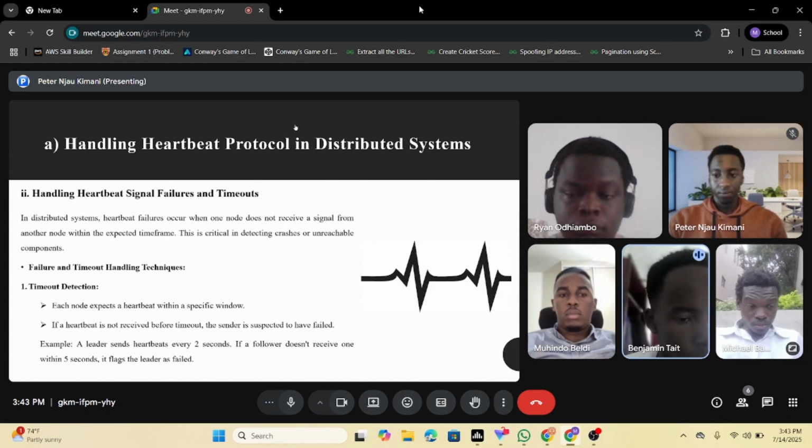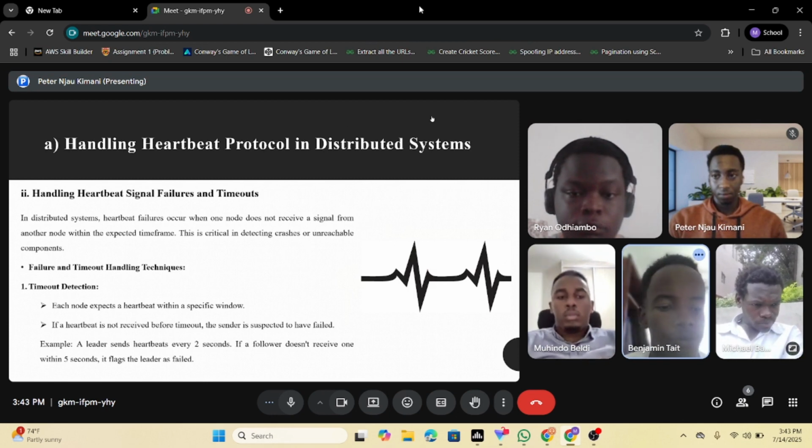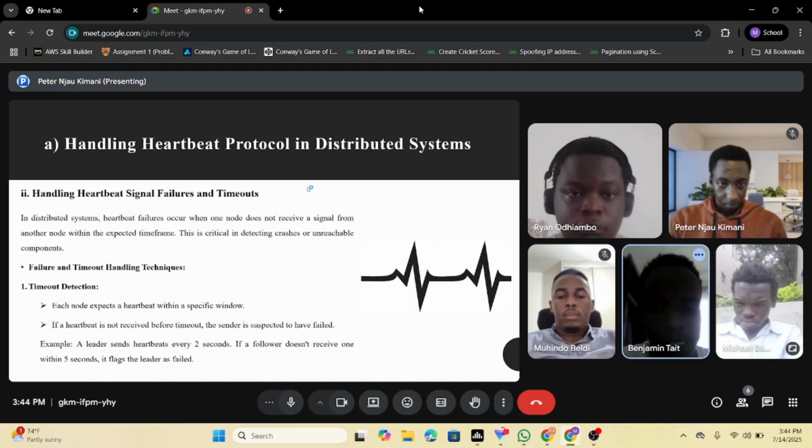within the specified timeout? So, timeout detection. Each node expects a heartbeat within a specified window. If a heartbeat is not received before timeout, the sender is suspected to have failed. So you see, in this case, how can we detect that a server has failed? Number 1 is timeout detection.